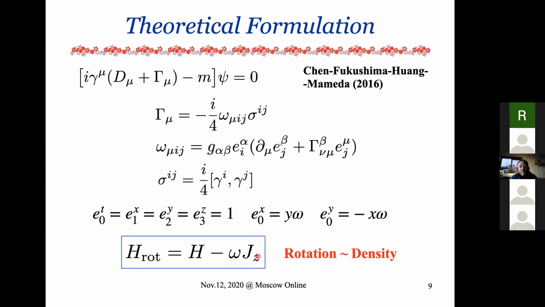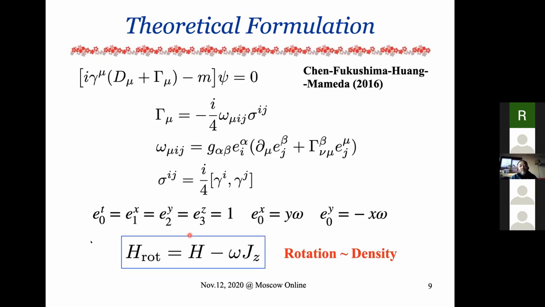But anyway, from this expression, you can see a very interesting analogy between the rotation and the density. If you have the chemical potential, for example, the chemical potential makes such a shift, like the chemical potential times density. And of course, the chemical potential effect changes its sign for particle and antiparticle, while the rotation does not change the sign. That is the major difference. But apart from that, what you have is very similar. In this way, the rotation can be identified as a sort of density, not discriminating particle and antiparticle. So this is a very interesting feature.